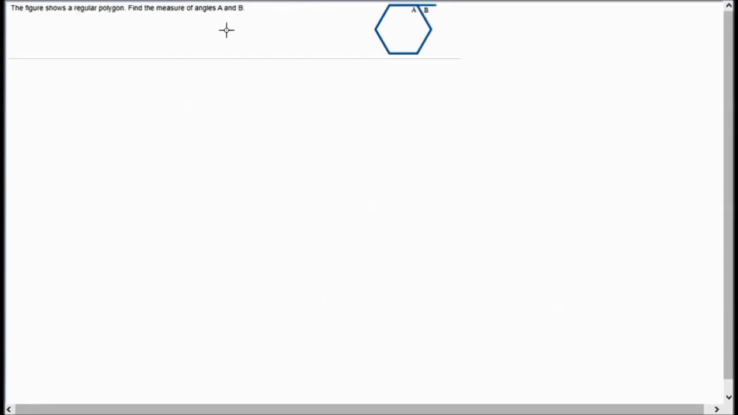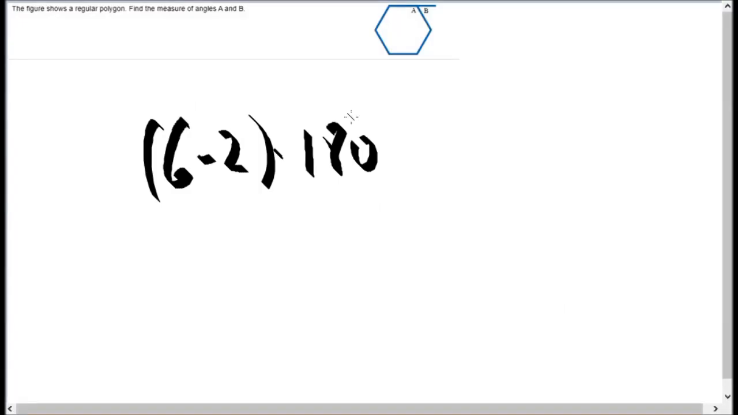Alright, for this one it says find the measure. Okay, so we're going to find the measure of angle A. Notice it's a 6-sided figure, so we'll use the formula n minus 2 times 180. So 6 minus 2 becomes 4 times 180. It turns out to be 720.